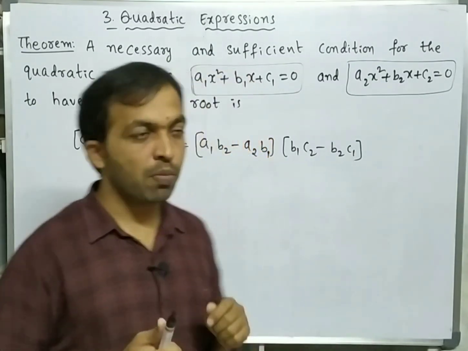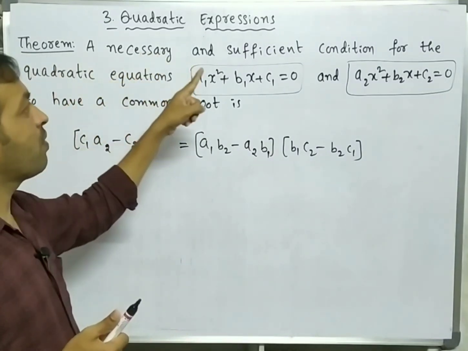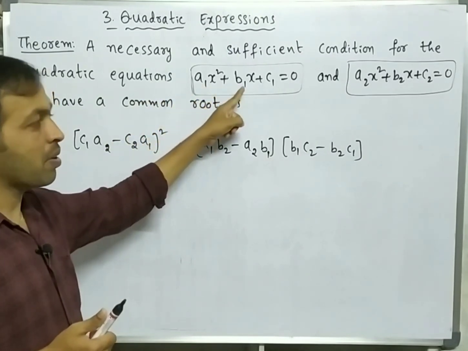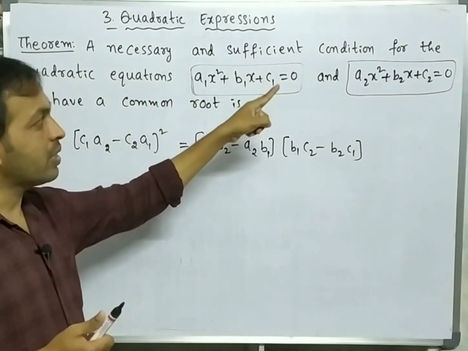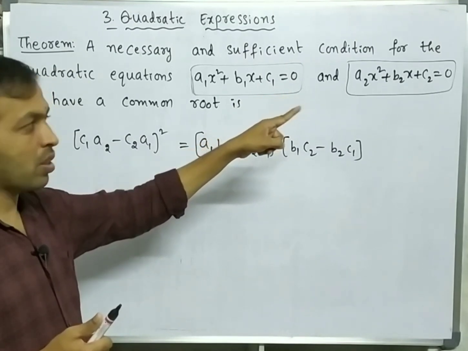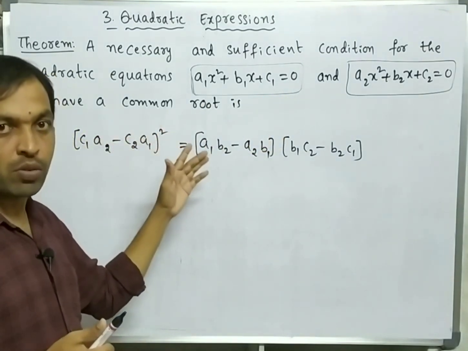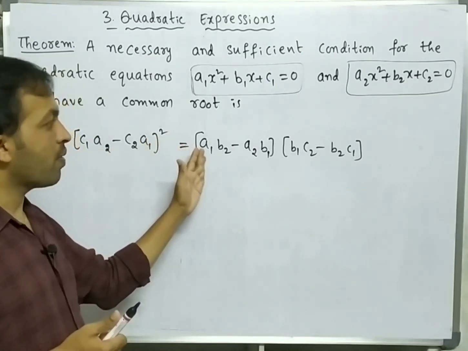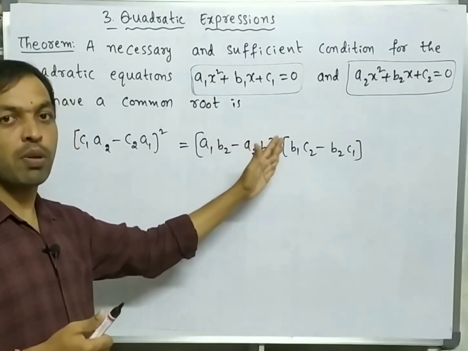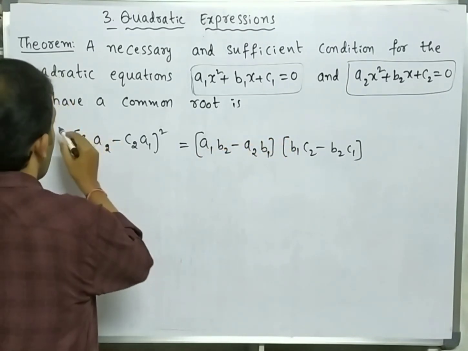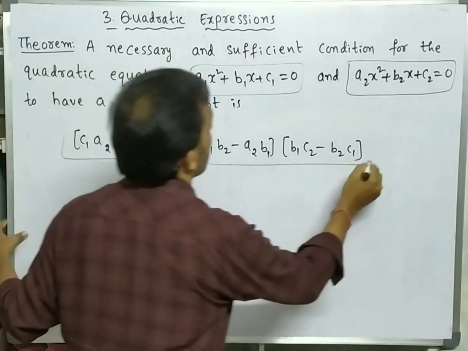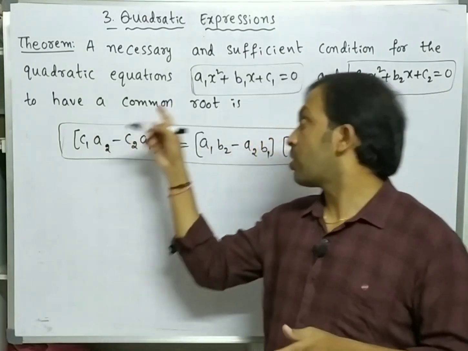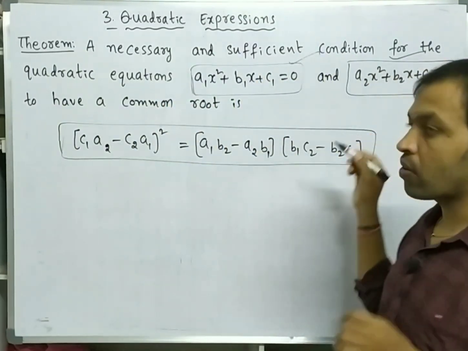In that, the first important point is the necessary and sufficient condition for the quadratic equations a1x square plus b1x plus c1 is equal to 0 and a2x square plus b2x plus c2 is equal to 0 to have a common root: (c1a2 minus c2a1) whole square is equal to (a1b2 minus a2b1) into (b1c2 minus b2c1). So this is the important condition for these two quadratic equations to have a common root.